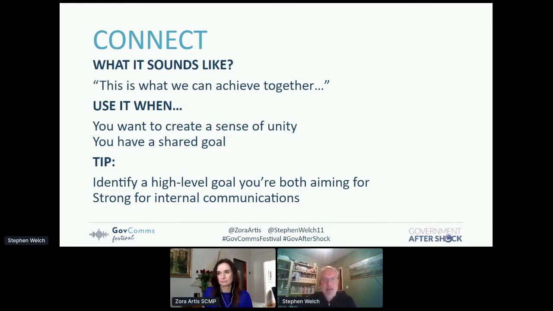Connect is about taking the chance to withdraw them and using those relationships to get things done. And as Zora said at the beginning, reward, exchange, and connect are more personal styles. We're now going to move on to a couple of other styles which can work well when you don't necessarily have a relationship with somebody.